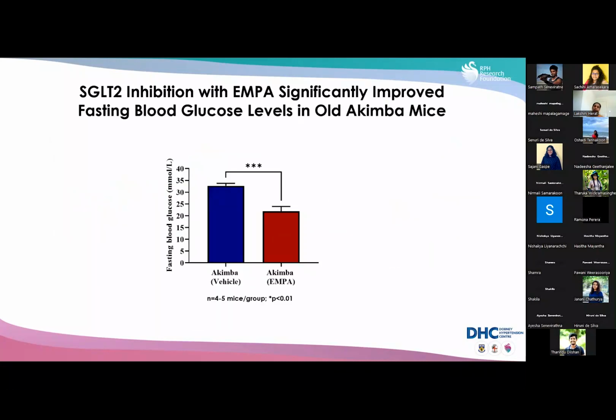We again looked at the fasting blood glucose levels in these animals as well. As expected, with the treatment of EMPA, the diabetic Akimba mice showed a significant reduction in fasting blood glucose levels when compared to the vehicle-treated animals.